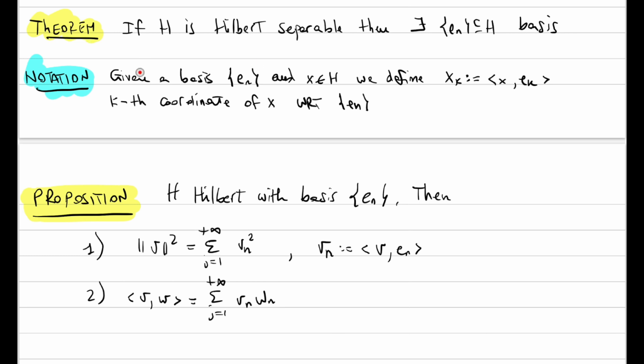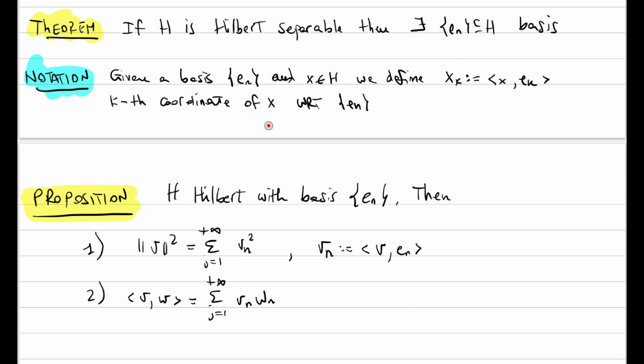Okay, notation. Since we have a basis we can define coordinates. So given a basis of a Hilbert space and an element x of the same Hilbert space, we define x_k as the inner product of x against e_k, the kth element of the basis. And we call this the kth coordinate of x with respect to the basis e_n.